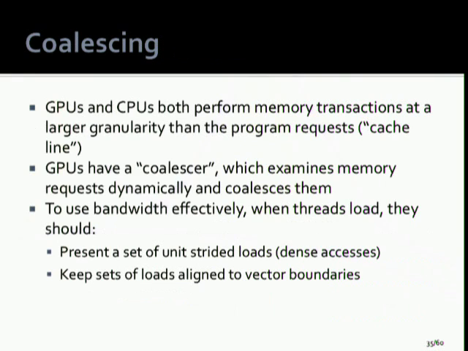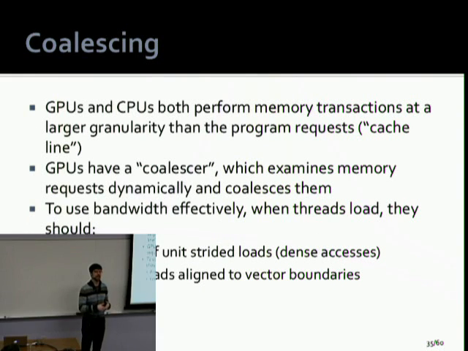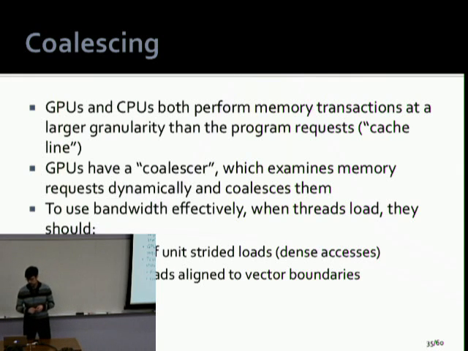GPUs have a device called a coalescer. It takes a look at the memory transactions coming from a warp and tries to stitch them together into a vector memory load or vector memory store. But in order to do that, the addresses coming from the individual threads in the warp need to conform to patterns that the coalescer can understand. The best thing to do is to try to keep your threads doing unit strided loads, and it'd be nice if they were aligned to the boundaries of the cache lines.